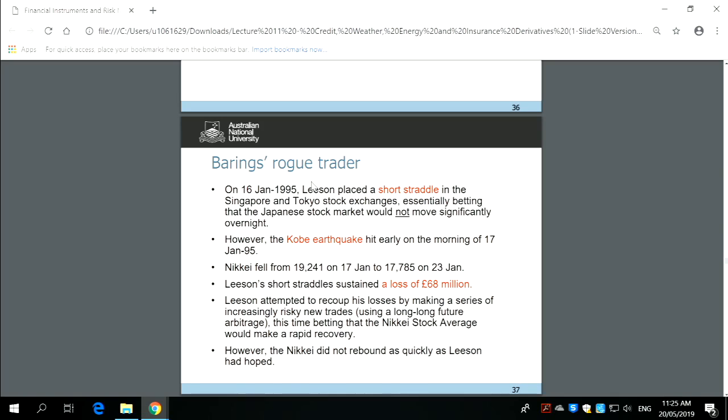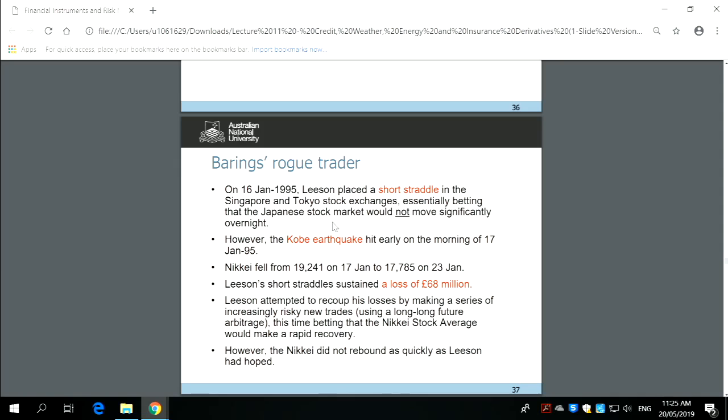So Nick Leeson wanted stability, and he shorted the straddle, but the Nikkei actually fell from 19,000 to 17,000, and he was losing severely, okay? In total, he lost 68 million pounds in that short straddle, thanks to the earthquake. But Nick Leeson didn't want to say sorry to his boss, you know? He didn't want to say, I've been lying to you all these years. I wasn't arbitraging, I was gambling. He didn't want to tell his boss the truth, so what he did is he tried to cover it up.